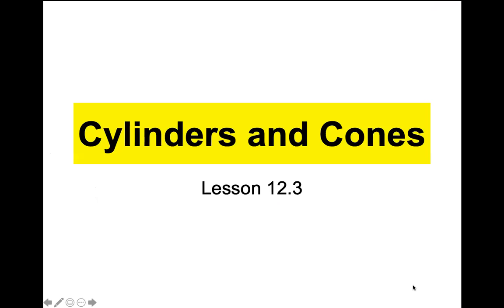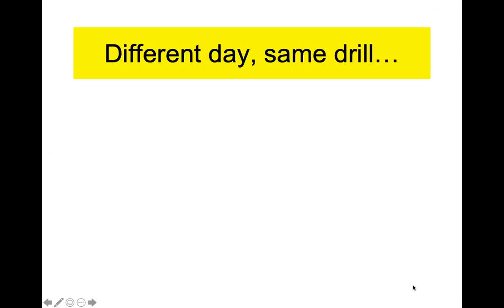All right, here we go. Cylinders and cones. It's a different drill, a different day, same drill. Give you a shape. We're going to be calculating 2 things.